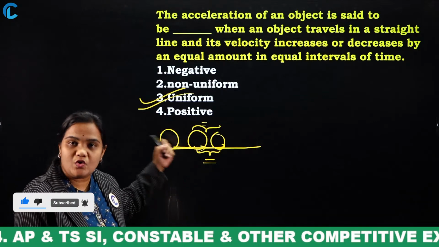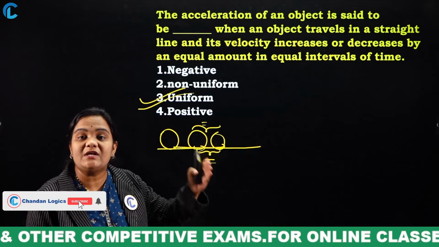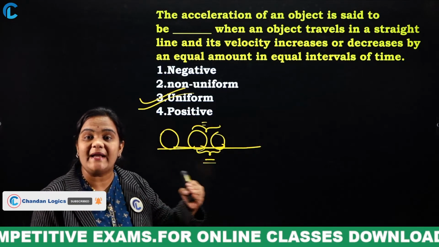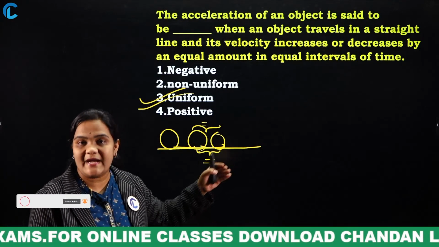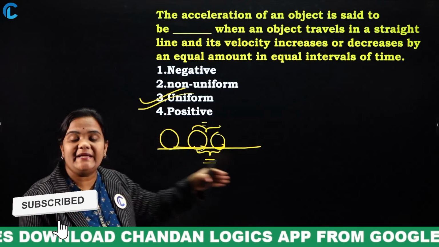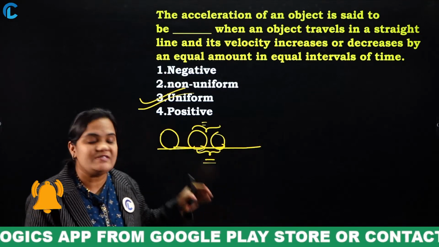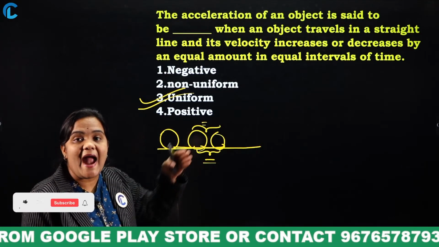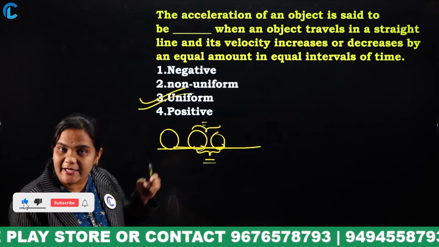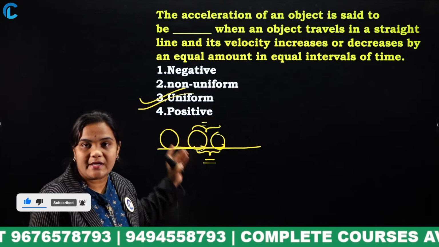It is undergoing uniform acceleration. In the same case, if it changes in unequal amounts in unequal intervals of time, we say it is non-uniform acceleration. And if the speed increases in a positive direction, we say it is positive acceleration, and if the speed decreases in a negative direction, we say it is negative acceleration. This is all regarding this question.